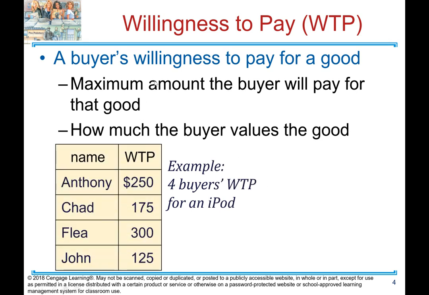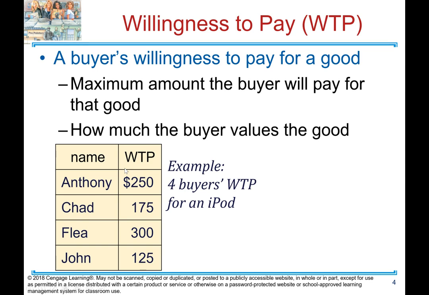Let's look at the willingness to pay, or WTP. A buyer's willingness to pay for a good is the maximum amount the buyer will pay for that good. How much the buyer values the good is reflected in how badly the buyer wants the good.